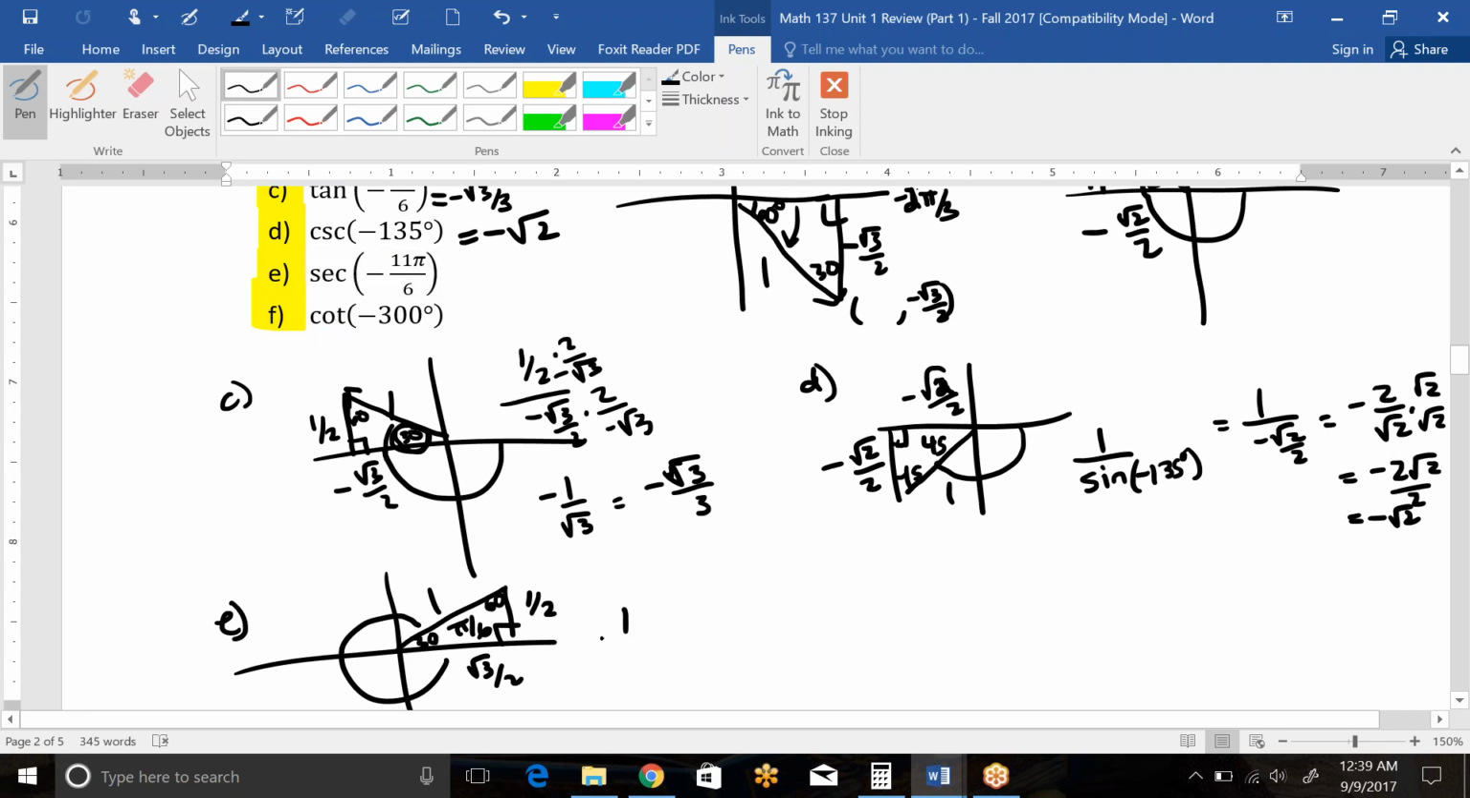If we're doing secant, we're doing 1 over cosine of that. And cosine is x values. So this is 1 over the square root of 3 over 2. And that would be 2 over the square root of 3, or 2 square root of 3 over 3.